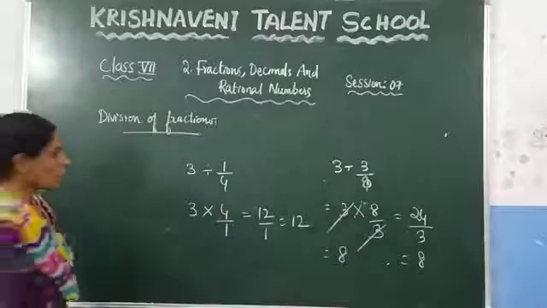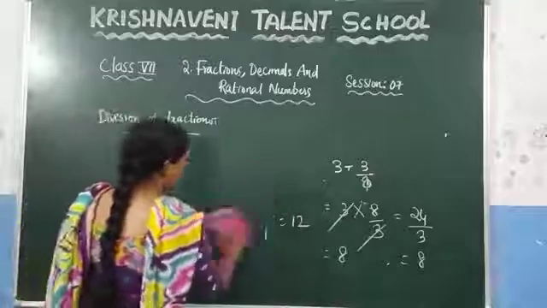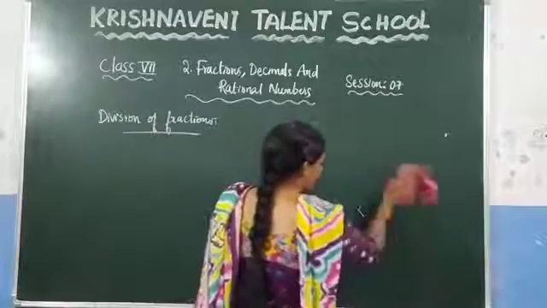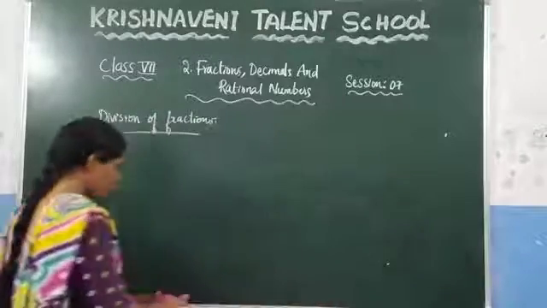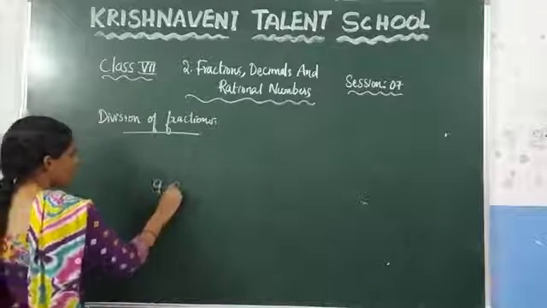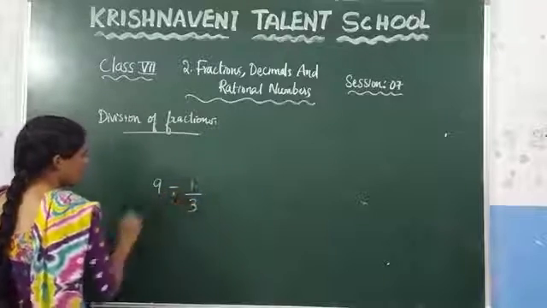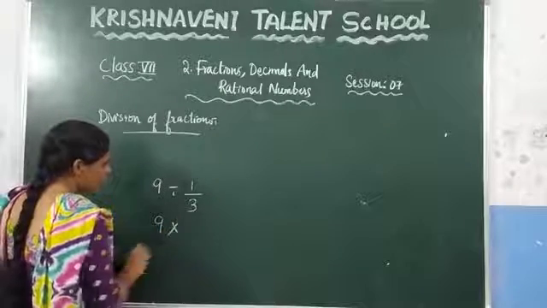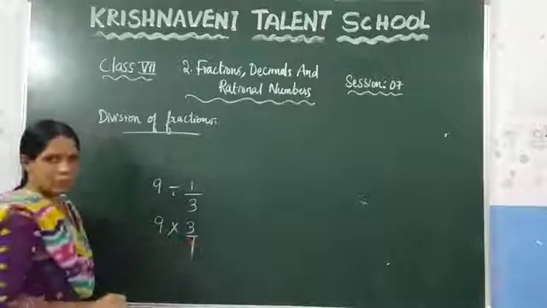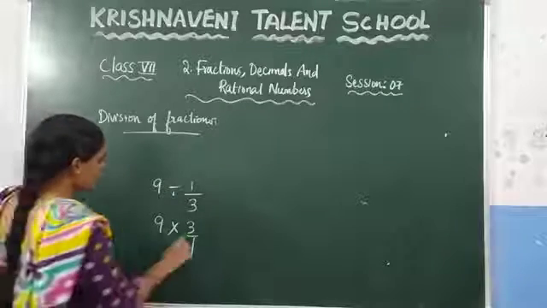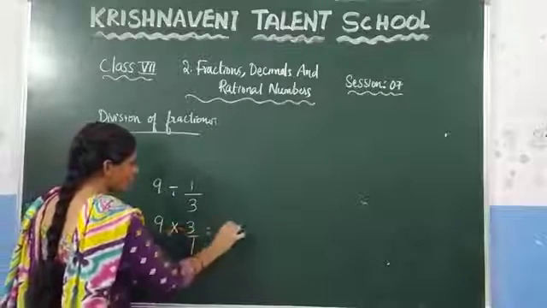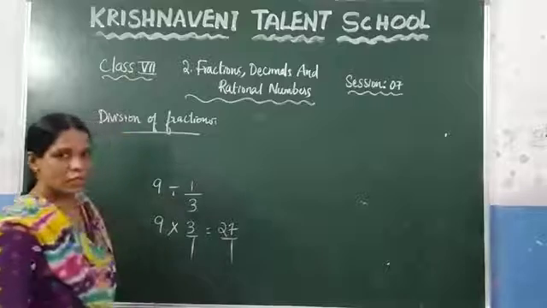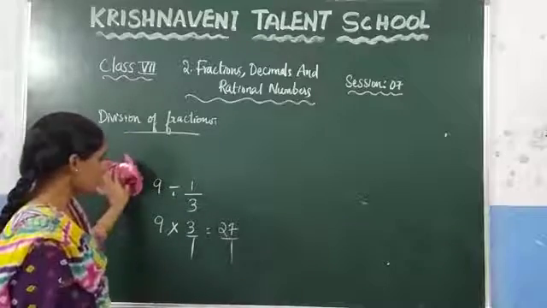Now this is about the division of a whole number and a fraction. Consider one more example here: 9 divided by 1 by 3. If you want to find this, here you can write 9 into 3 by 1, right? What is the value of 9 into 3 by 1? Which is 27 by 1. We know that 27 by 1 is always equal to 27.